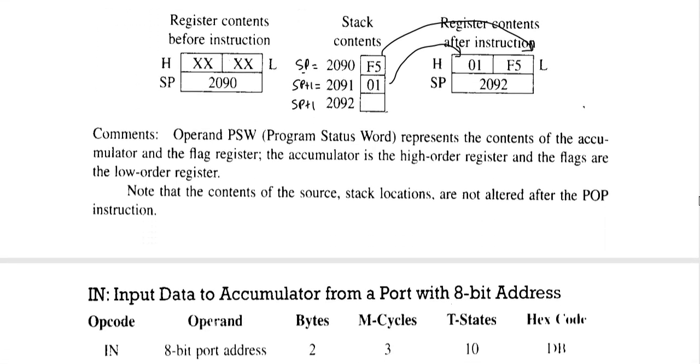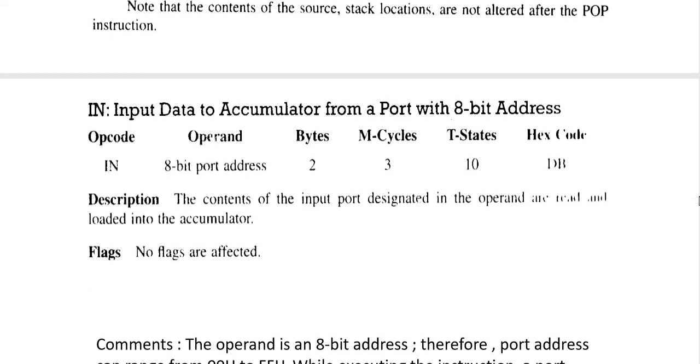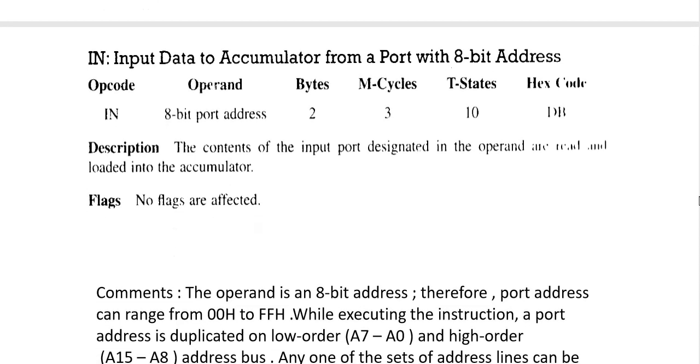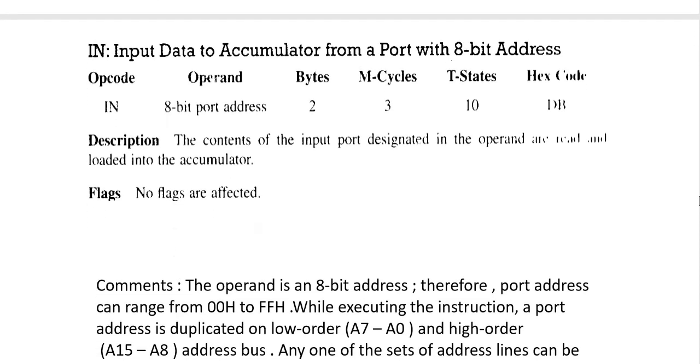Now two more instructions are left with this data transfer instruction. One is IN and the other is OUT. So IN means, when we want to read data from an input device, we have an instruction IN, and we have to specify the corresponding port address of the input device. For example, if I write IN 20H, it means the device having the address 20H will move the data to the accumulator.